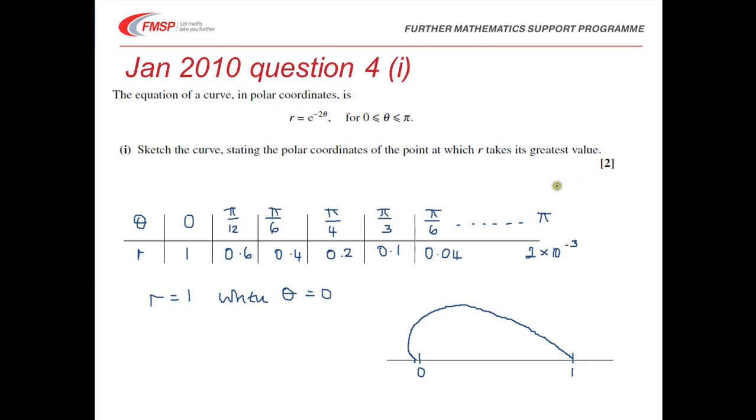So just 2 marks for that, and basically really there was just 1 mark for stating this was the maximum value, and 1 mark, and it was actually a B mark, not a method mark, just for a sketch.